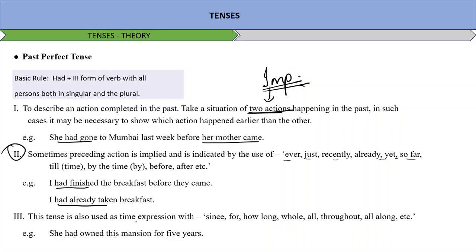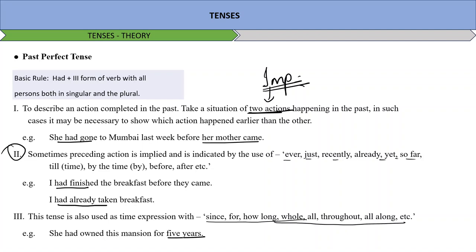This tense is also used as time expression with since, for long, for half, for how long, whole, all, throughout, all along, etc. She had owned this mansion for 5 years. She had owned, meaning during that period she was the owner.